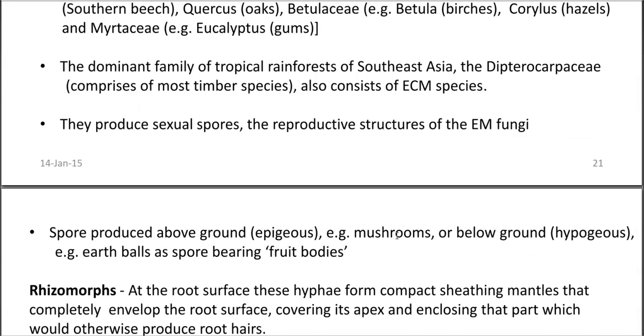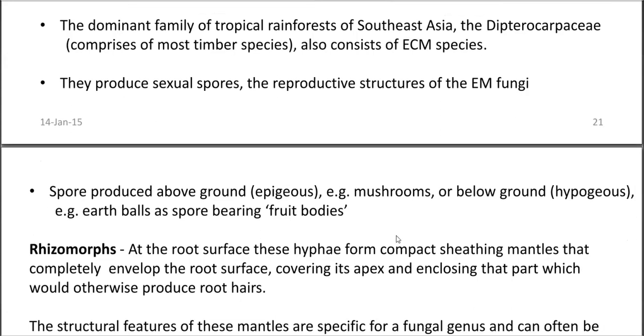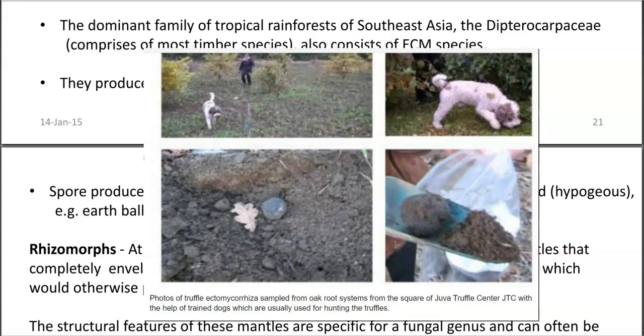Compared to the arbuscular mycorrhiza, here they dominantly produce sexual spores that help in their multiplication. These spores could be produced above ground, which is commonly referred to as epigeous. A classical example is the spore production by mushrooms. Sometimes they can be found below the ground also. A classical example is the puffballs or earthballs that are spore-bearing fruiting bodies. It is technically referred to as the hypogeous spore production mechanism. These puffballs can be easily identified with the help of dogs.